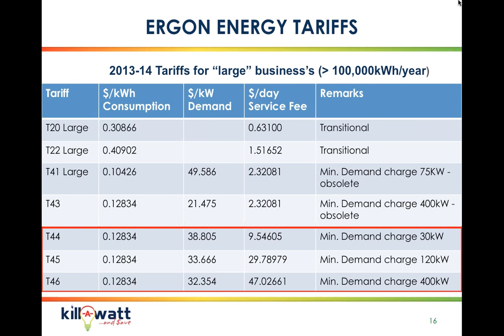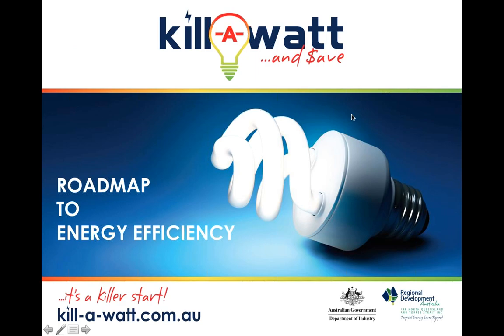That's what Ergon has to supply. You'll also notice a significant difference in these tariffs with the service fees, and it's important to note that there's not much you can do about the service fees, but these do have a big factor. The other thing is the minimum usage, or the threshold for these tariffs. So Tariff 44 has a 30 kilowatt threshold, which means that even if you only use 20 kilowatts, you'll be charged a minimum of 30 kilowatts. And the same for Tariff 46. The same applies for 400 kilowatts. If you only used a peak demand of 300 kilowatts, then you would still be charged that 400 kilowatts as a minimum.